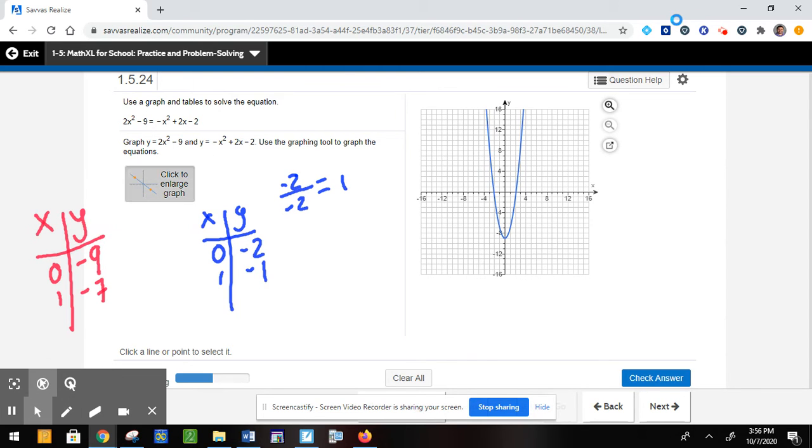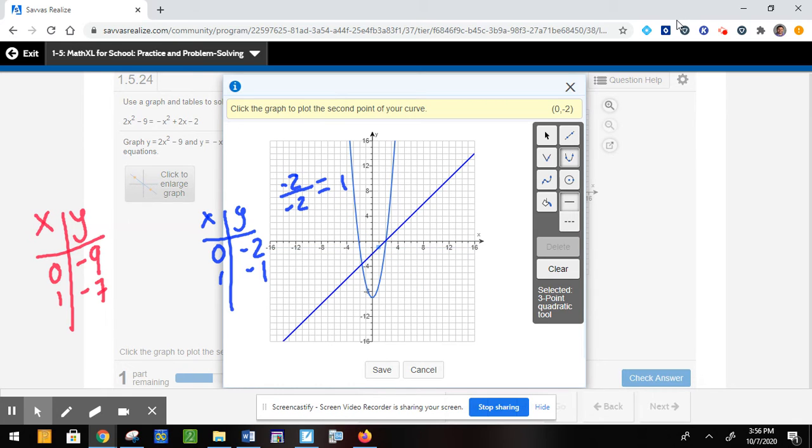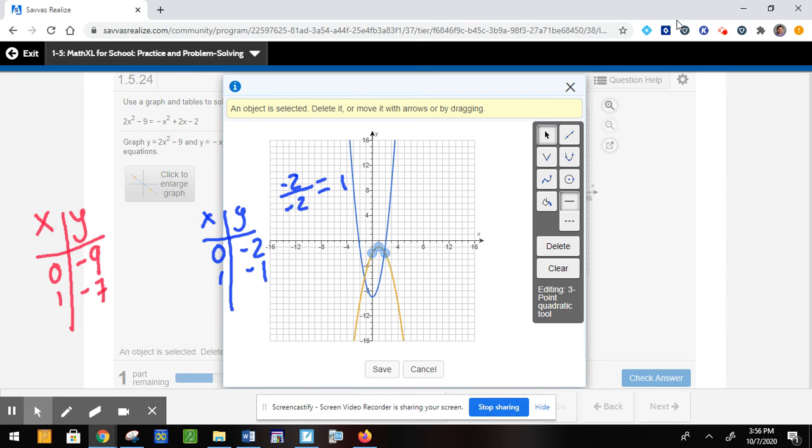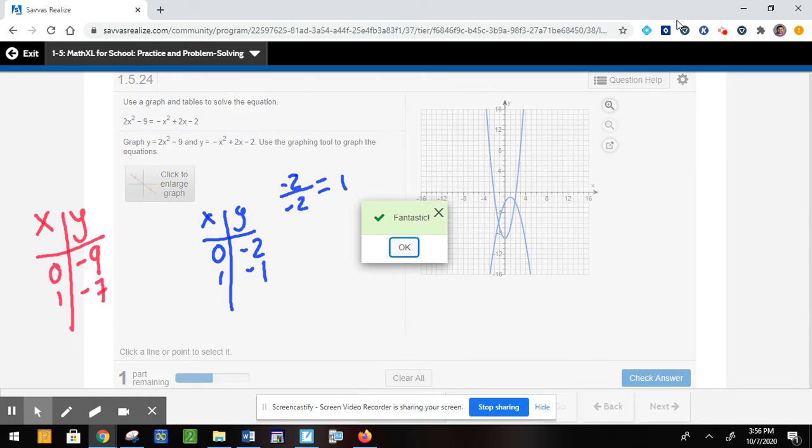So let's go ahead and plot that. All right, so the vertex is at 1, negative 1. All right, 0, negative 2 is here. And then the other points there. So this is asking for the x values where they intersect, essentially, right? Well, I guess the first part is just to graph it, right? So let's make sure that's good. Okay, that looks good.